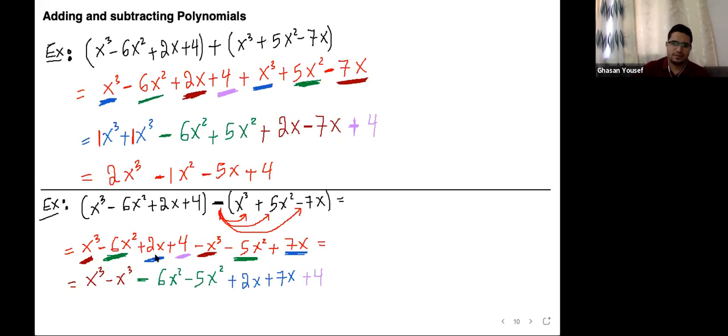So I should note here x cubed minus x cubed, they cancel each other. So here I'm going to get 0, and minus 6x squared minus 5x squared gives me minus 11x squared. Like I said before, I just add the coefficients of the variables. For the second one here, 2x plus 7x gives me plus 9x, and the last term is the number 4. So I leave it alone like this.